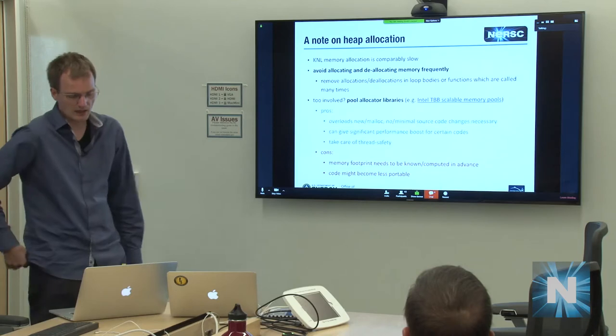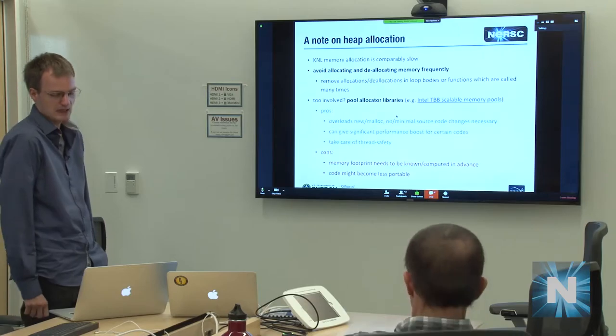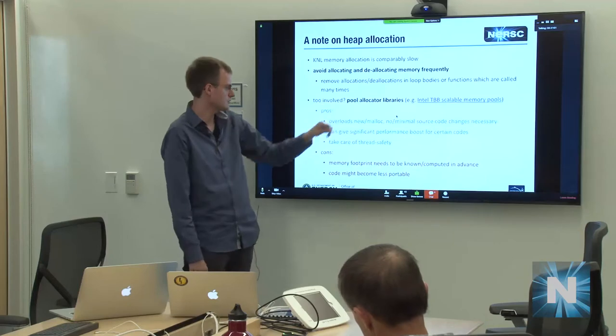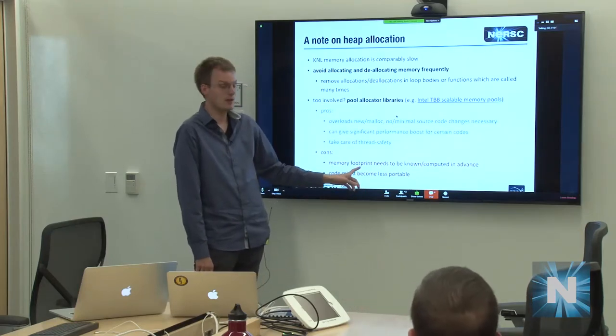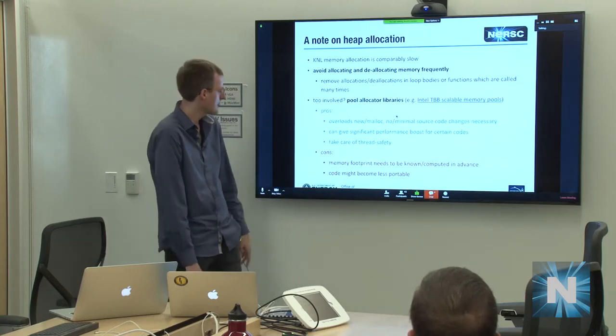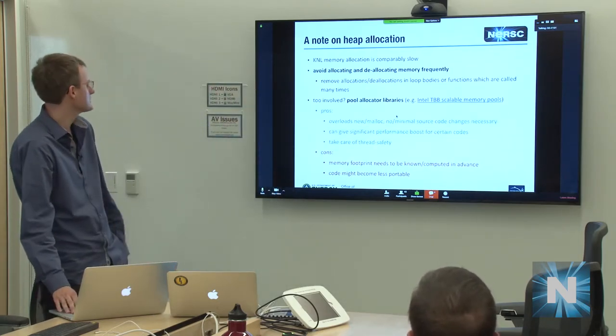If this is too involved, if you have a huge code framework, you can think about pool allocator libraries. What they technically do, for example Intel TBB, is overload new and malloc, and instead of really allocating memory, so asking the operating system for memory, they ask the allocator to hand out memory which was pre-allocated, right? So that's much, much faster. And the good thing is you do not need to change the code except for linking properly. The bad thing is that you need to know the memory footprint because you allocate a pool, and if you run over, mostly it will just crash with out of memory, and the code is less portable. Right, so that's the drawback. So the best thing is just don't do a lot of allocations. That's my hint.